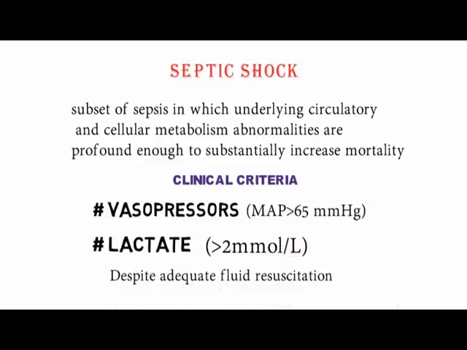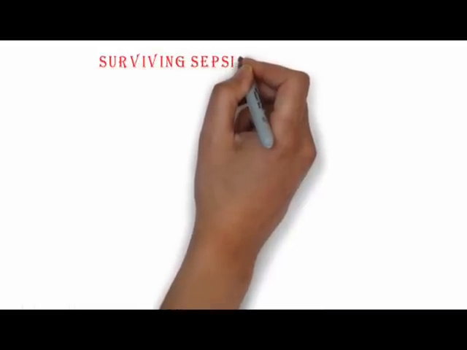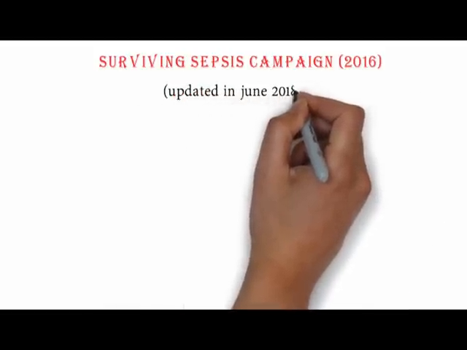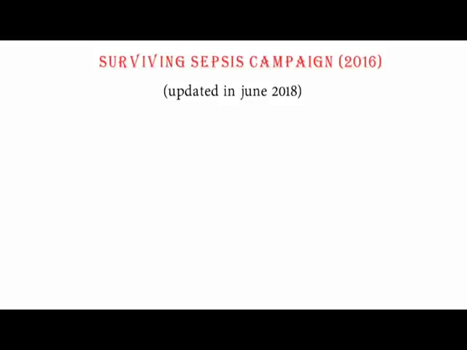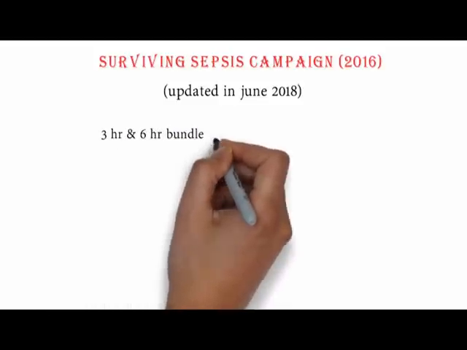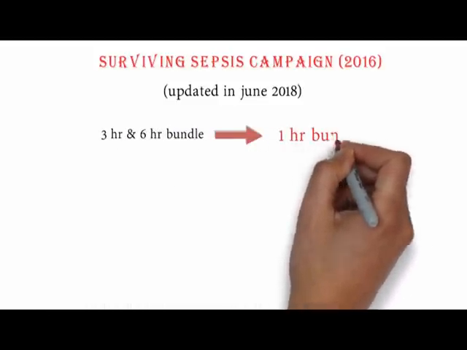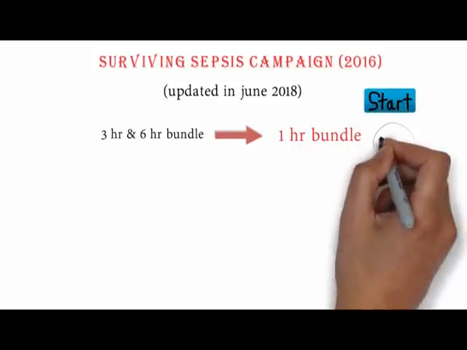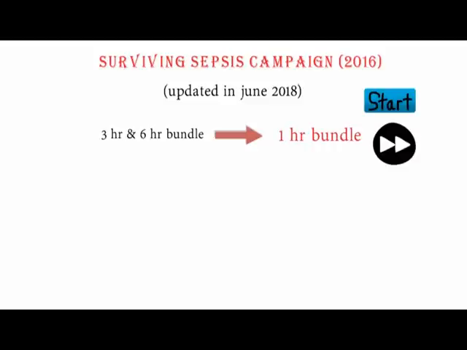Now, management of sepsis is based on the Surviving Sepsis Campaign Bundle 2016, which was updated in June 2018. The most important change in the revision of the SSC bundle is that the 3-hour and 6-hour bundles have been combined into a single 1-hour bundle with the explicit intention of beginning resuscitation and management immediately.